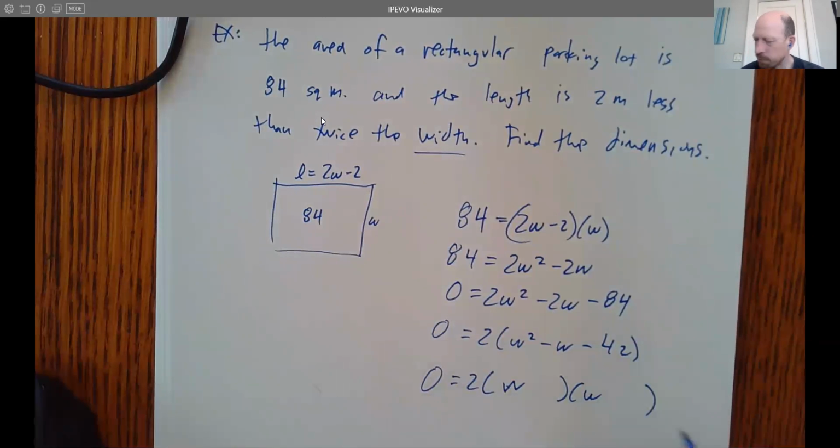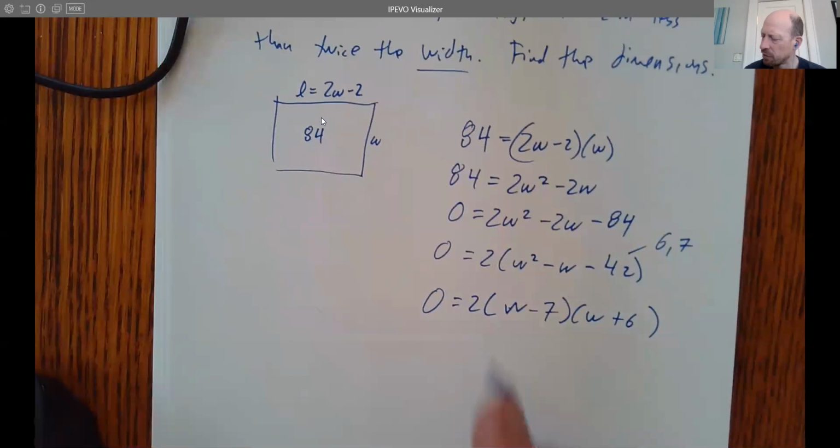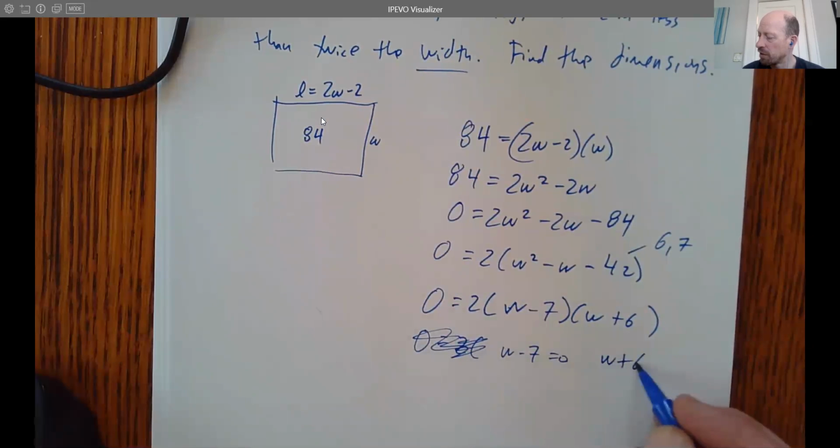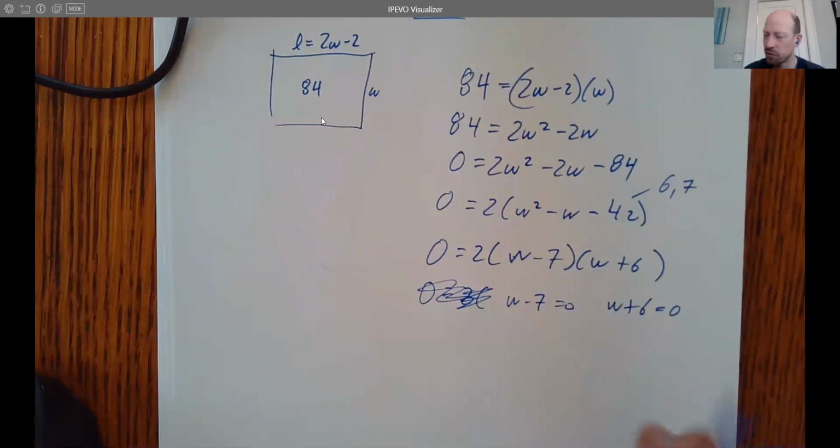That's a trinomial. The difference is just 1. So I'm looking for two factors that are very close to each other, right? And the two factors have to be 6 and 7. Minus 7 and plus 6. I don't need that anymore, right? W minus 7 is going to give me one answer. And W plus 6 will give me another answer.